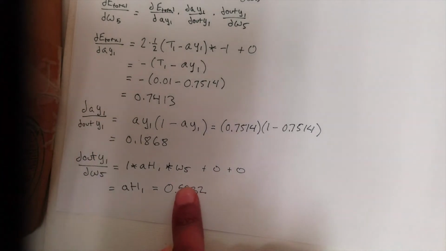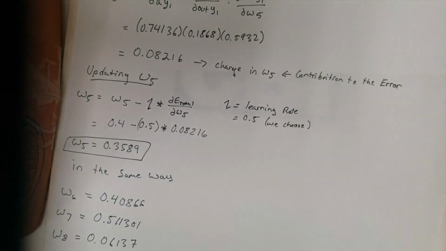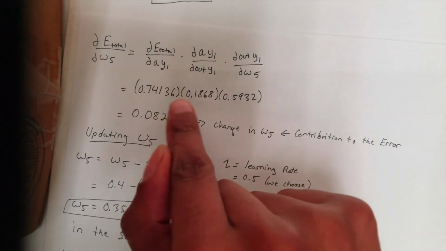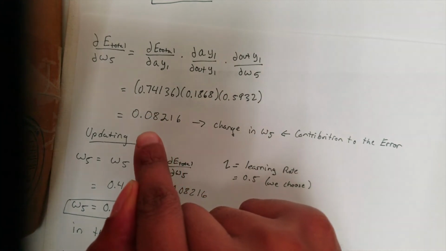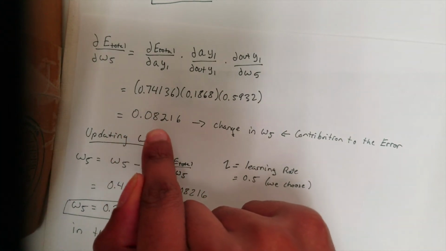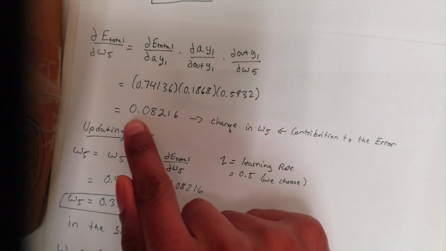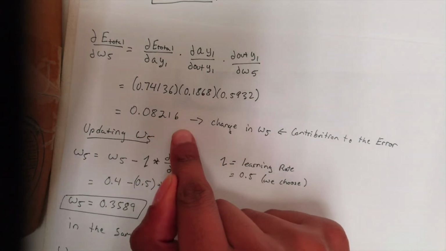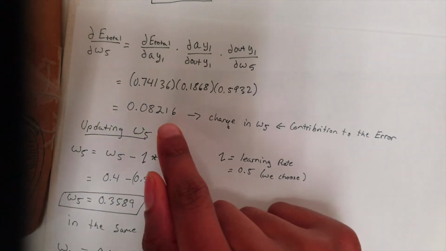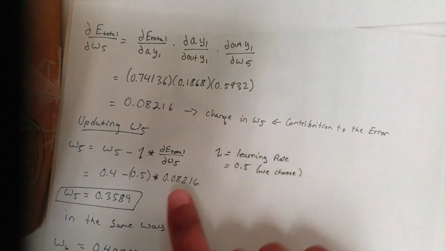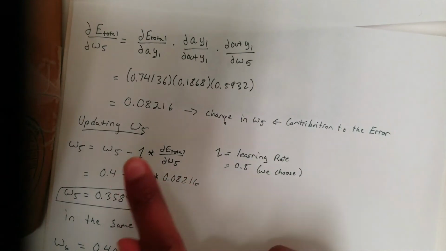Now that we have these three pieces, 1, 2, and 3, in this next step, we multiply those three values together, and then we get the total change for weight 5 is equal to 0.08216. Now this is the percentage that weight 5 contributed to the error, which leads into how we actually update the weights.